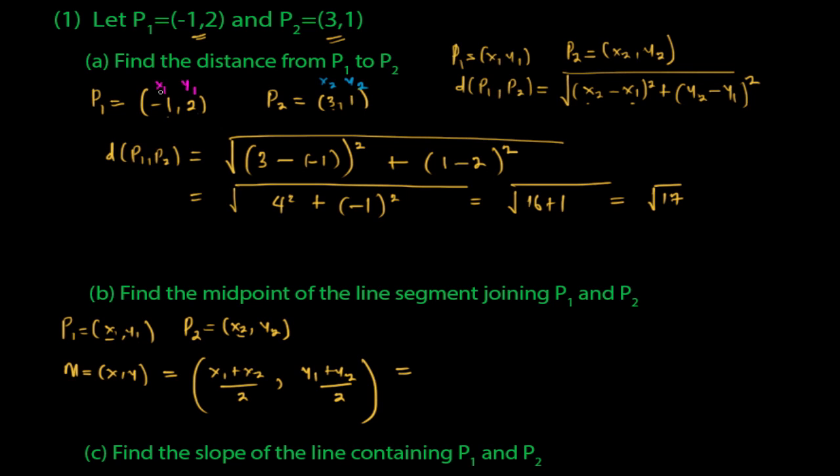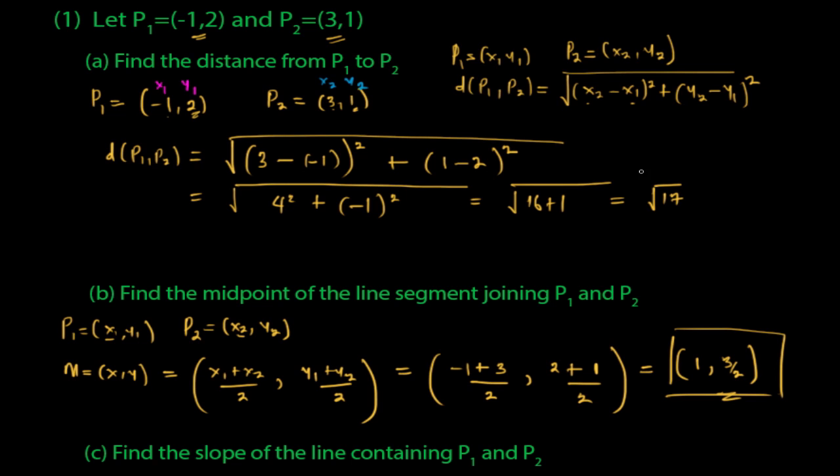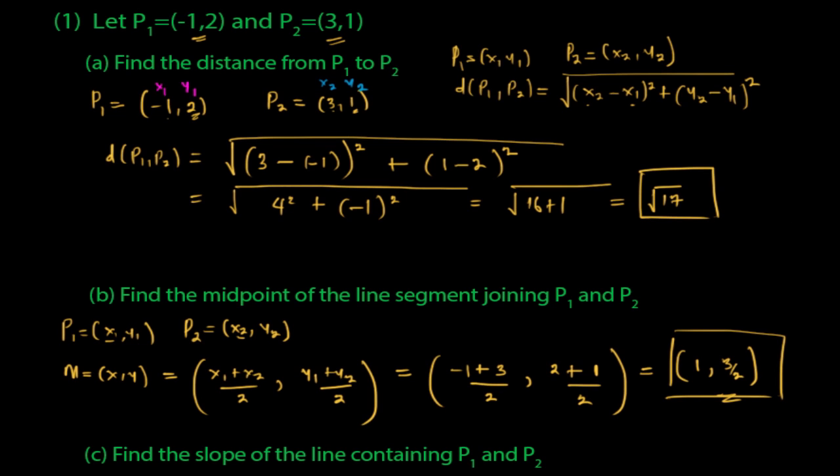My x1 here is -1, plus my x2, which is 3, and then we divide by 2, and then my y1 here is 2, plus my y2, which is 1, then we divide this by 2. When we simplify this, 3 minus 1 is 2 divided by 2, which is 1. 2 plus 1 is 3 divided by 2, so which is 3 over 2. So this is the midpoint, while this is the distance. So let's go ahead.